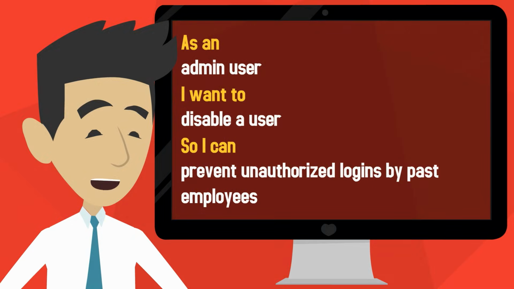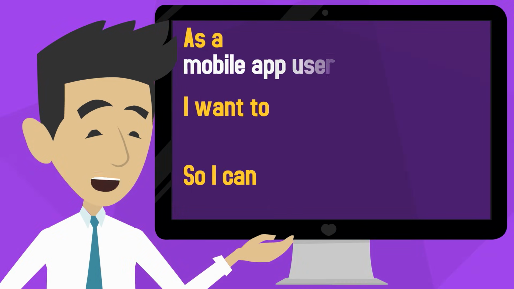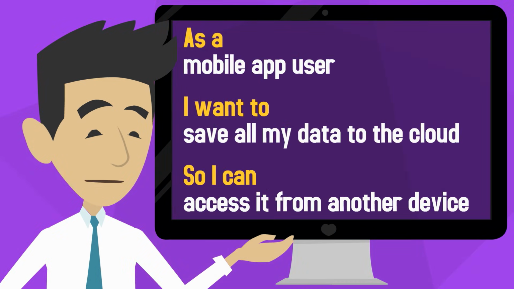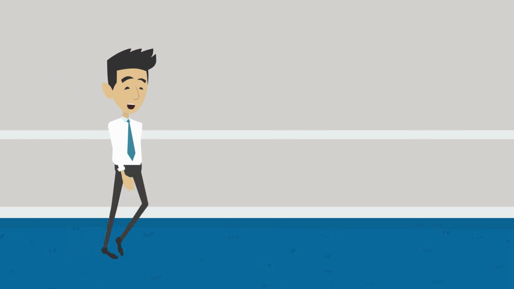As an admin user, I want to disable a user so I can prevent unauthorized logins by past employees. As a mobile app user, I want to save all my data to the cloud so I can access it from another device. There isn't anything magical about this particular format for stories.